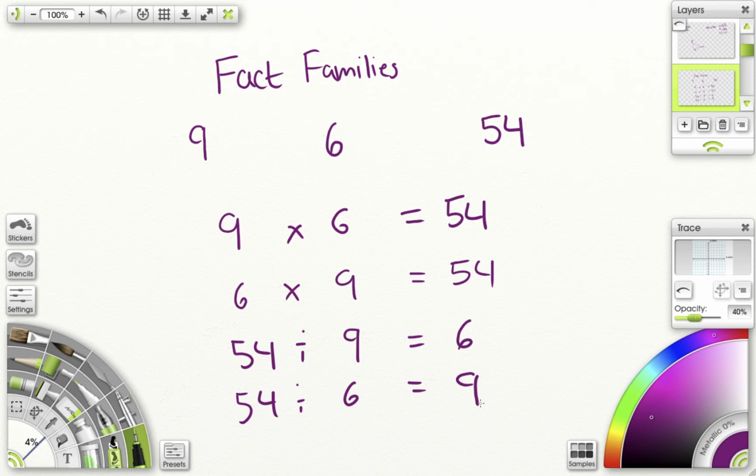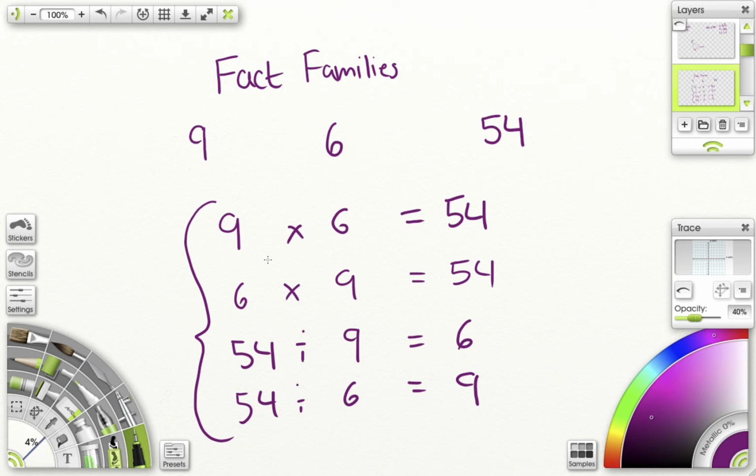So in this case, you're going to be given 2 numbers, and you have to find the third number that makes them all related to one another, and then you would list how they're all related. So do these 2 smaller numbers multiply by each other to equal this bigger number? For example, 9 times 6 equals 54, or 6 times 9 equals 54, or 54 divided by 9 equals 6, and 54 divided by 6 equals 9.